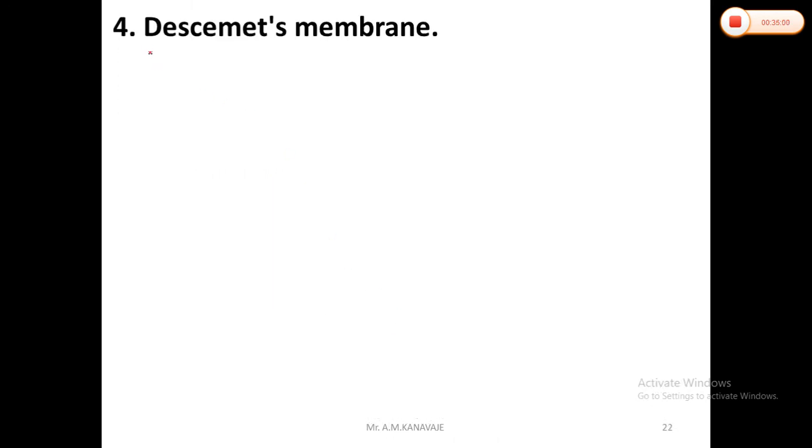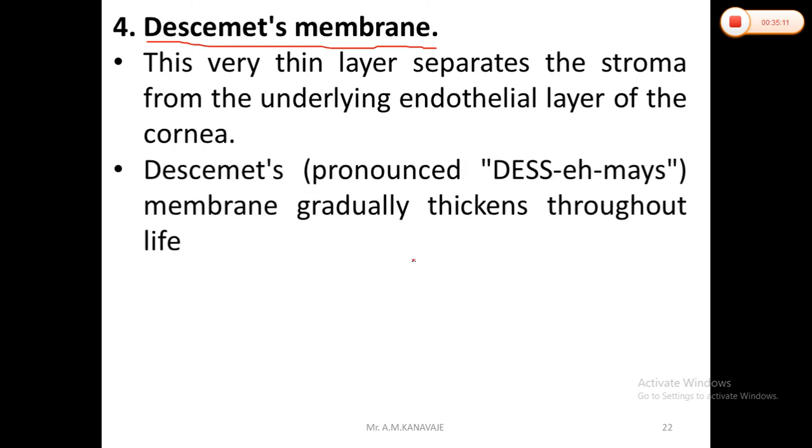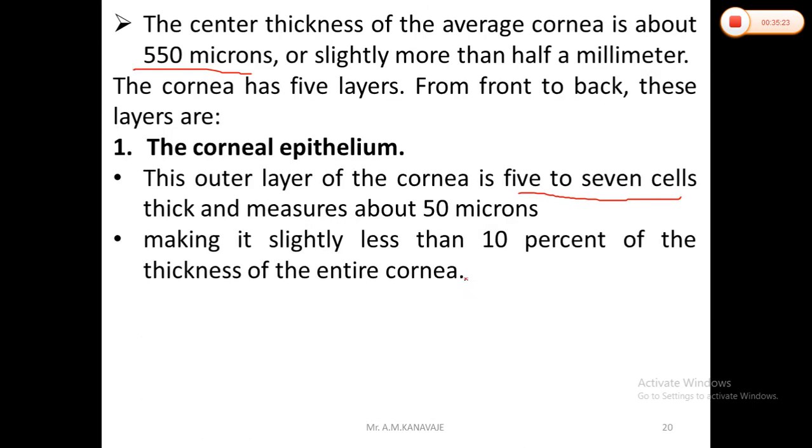Then comes the Descemet's membrane, which is a very thin layer that separates the stroma from the underlying endothelial layer of the cornea. Descemet's membrane thickens throughout life. It is about 5 micron thick in children and 15 micron thick in adults. So this is Descemet's membrane.